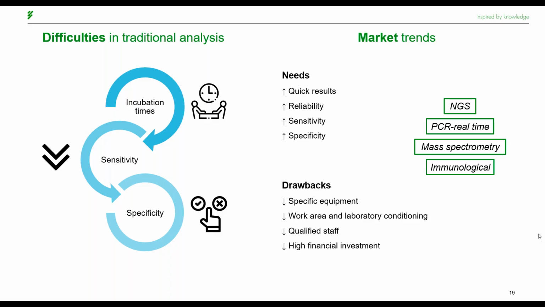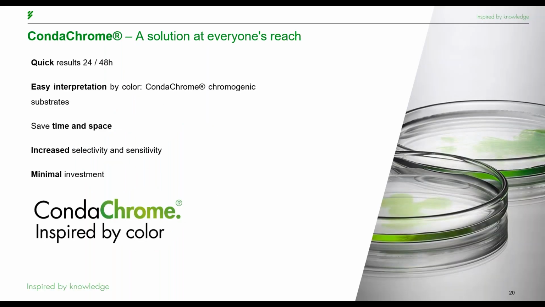In this sense, our Condachrome line is an intermediate solution which provides all the technical advantages and can be easily adapted in any type of laboratory, even the same one in which the traditional methods are already being carried out. It does not require an investment in specific equipment, and the same personnel can use these media without any problem.